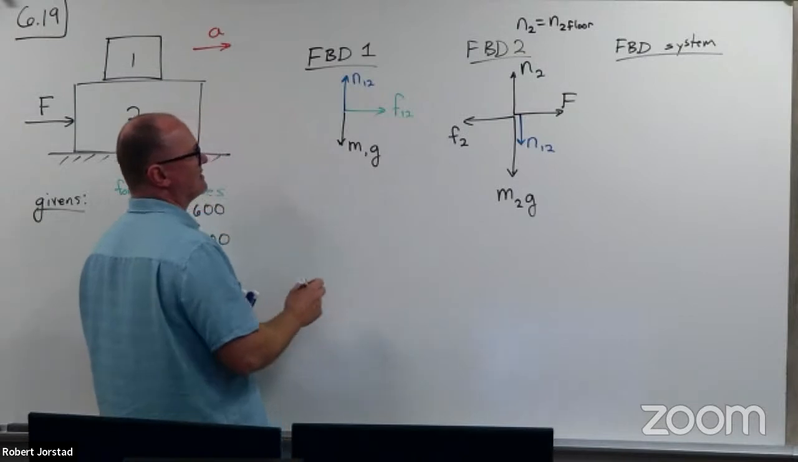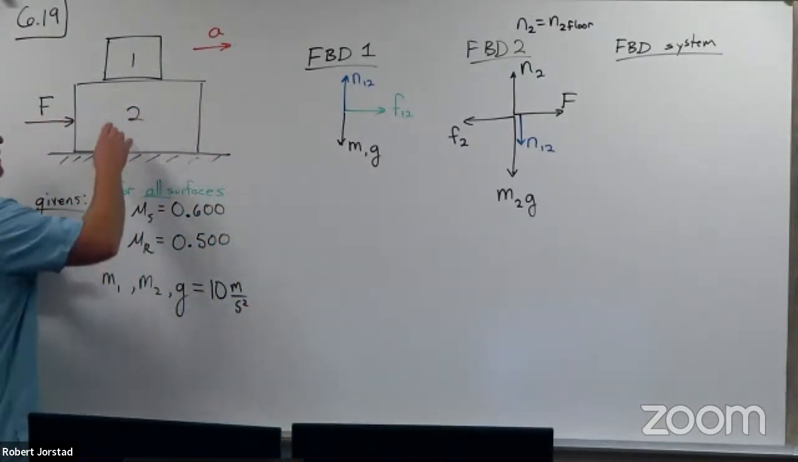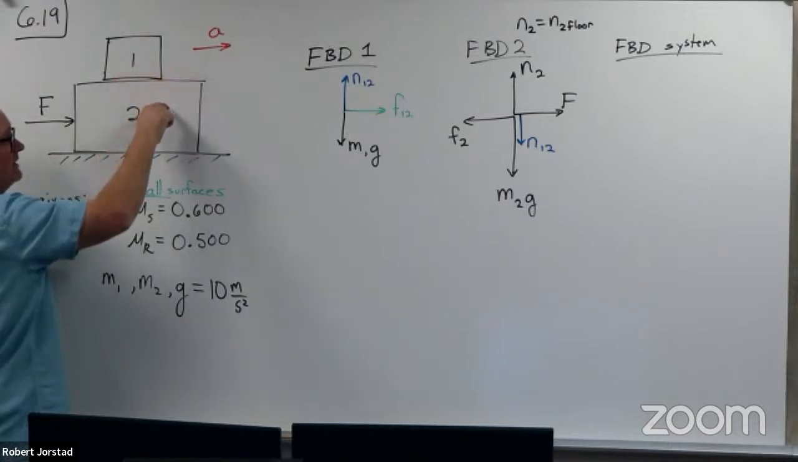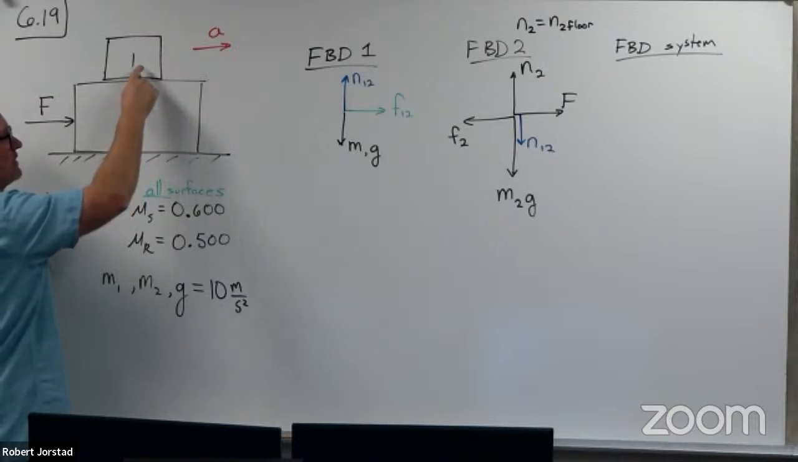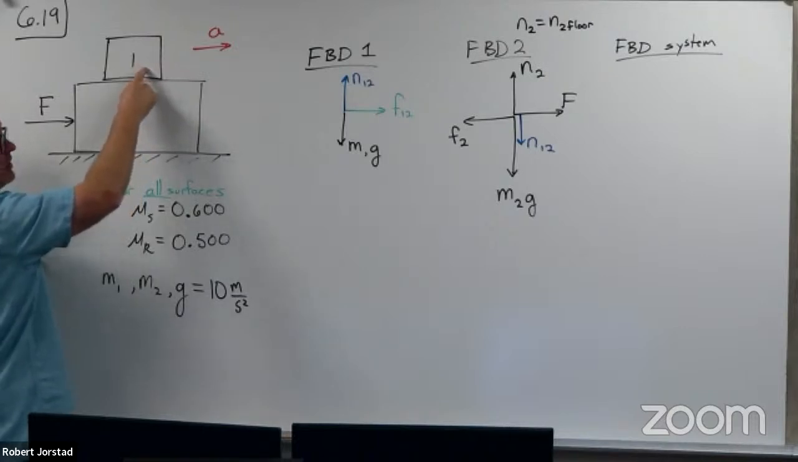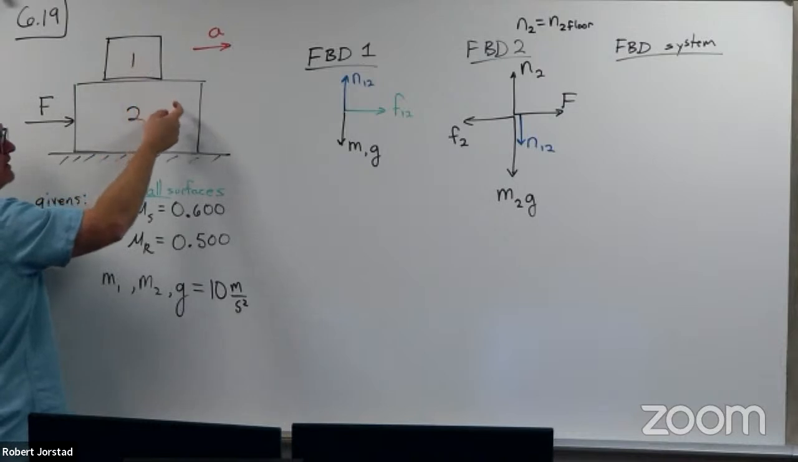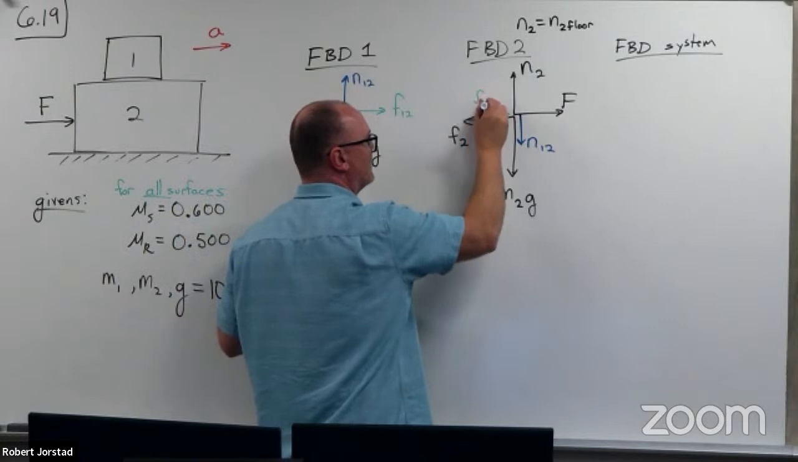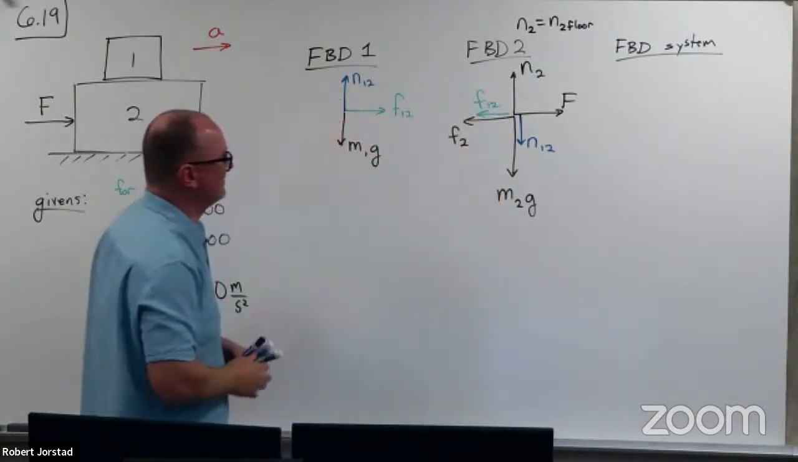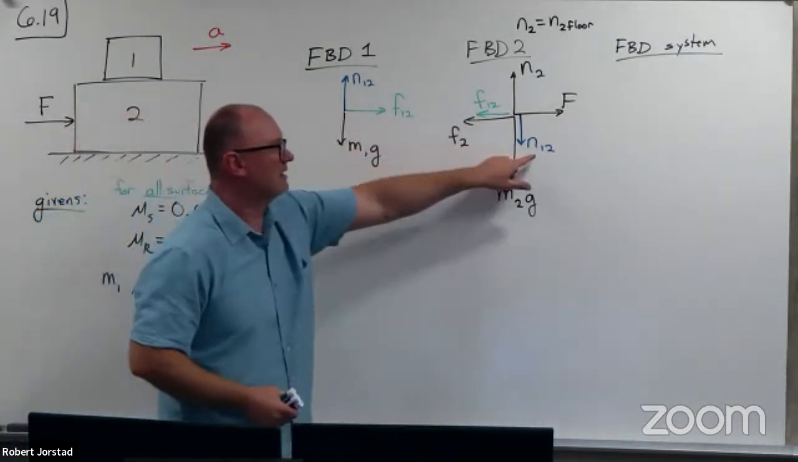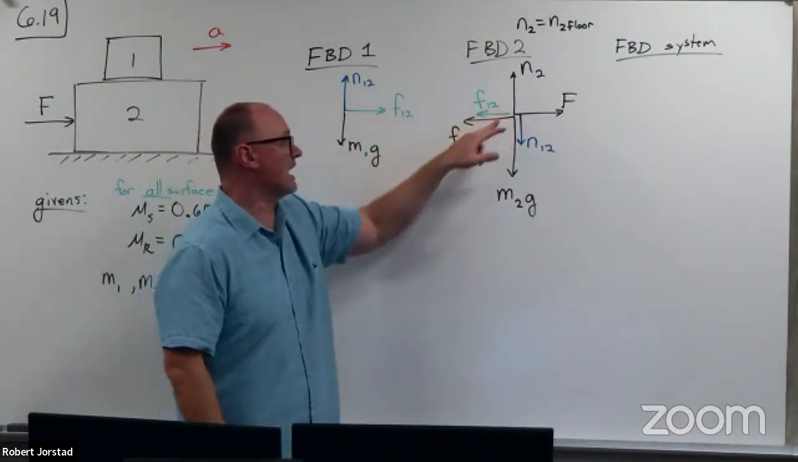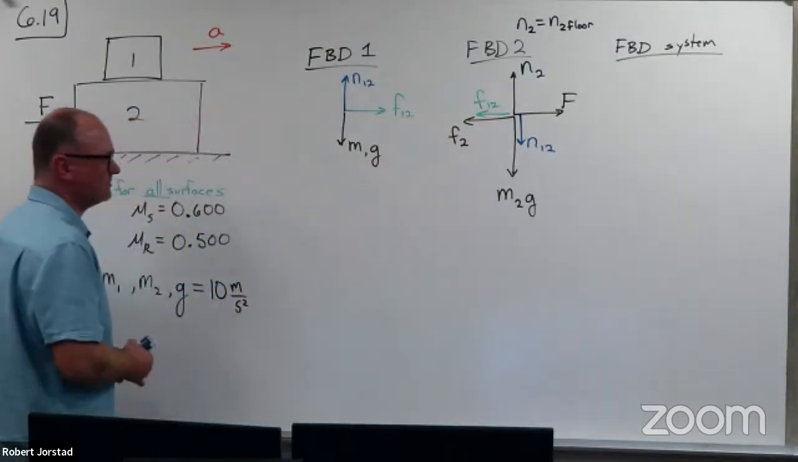Got it. Now let's think about this. 1 is being pushed forwards by friction, right? The friction caused by 2, or 2 exerts a frictional force to the right on 1. By Newton's third law, 1 exerts a frictional force to the left on 2. Now look at this thing, will you? These are an action-reaction pair. These are an action-reaction pair. These are not. This is just something else, okay?